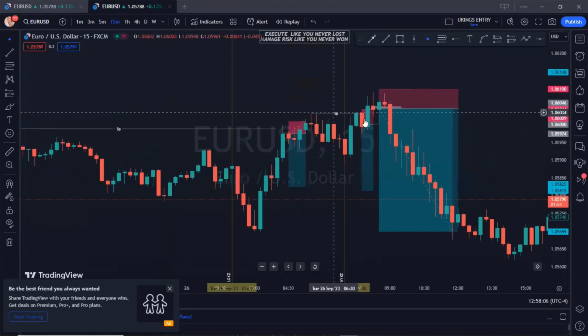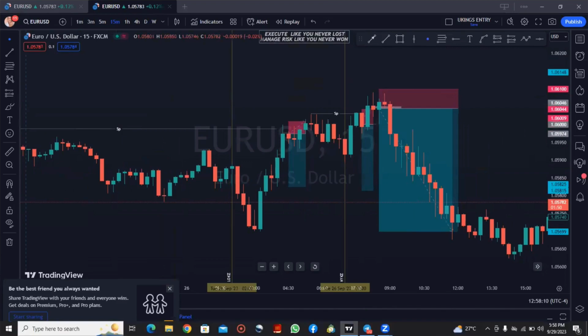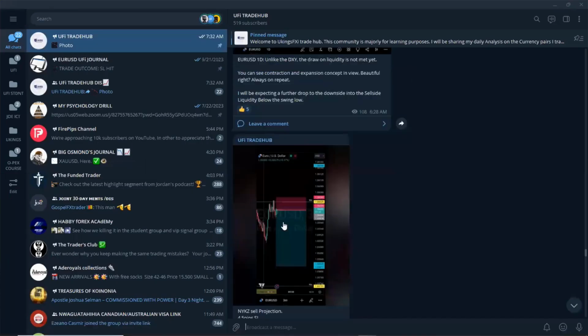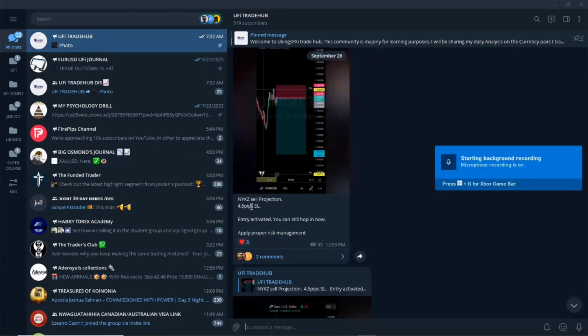The second one again, London Q zone. The entry was in 3 minutes. Okay, we took the loss, but I don't know whether I posted this. Let me check. Okay, this is the first entry, London Q zone entry. We took a loss. You can see I posted it here.